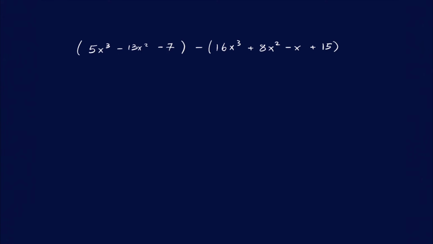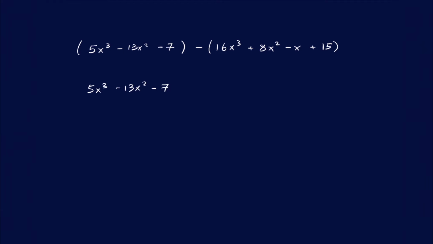Alright, the last example I want to do in this video kind of just shows you the importance of the negative sign when you're simplifying polynomial terms. So what you're going to want to do to solve this is basically just write out all of the different terms as it stands with no brackets. So we're going to go ahead and do that. We're going to do 5x cubed minus 13x squared minus 7.